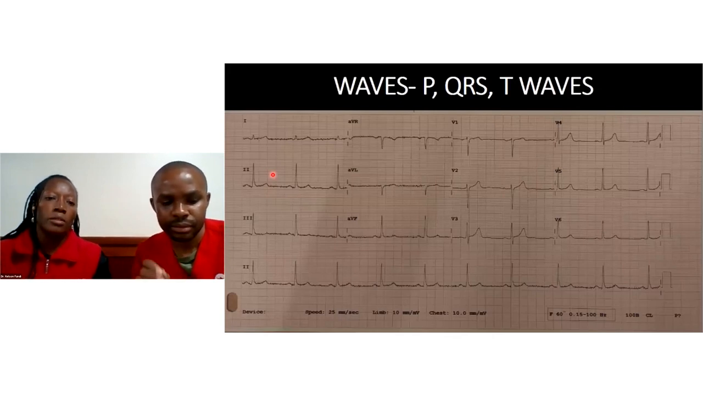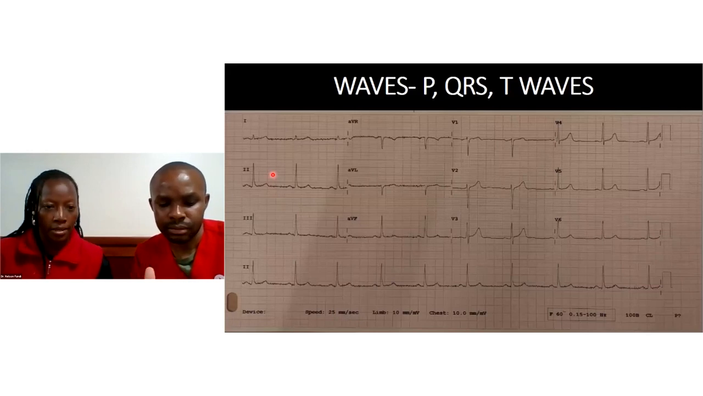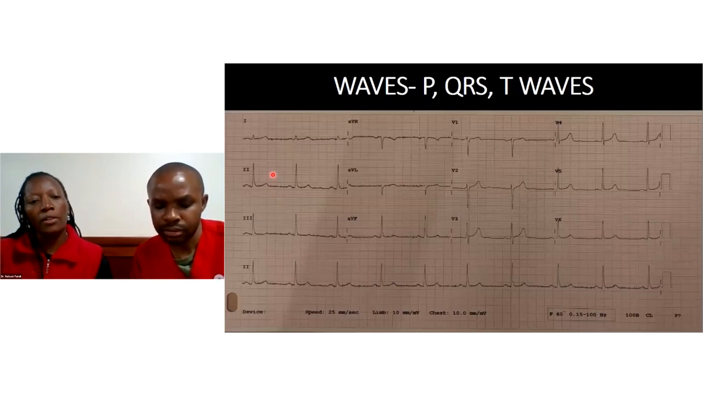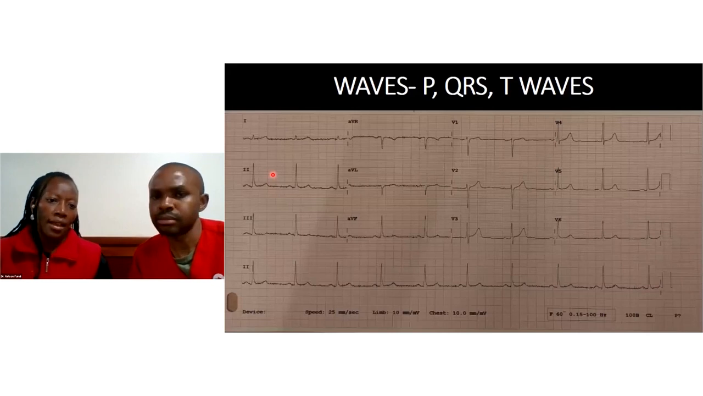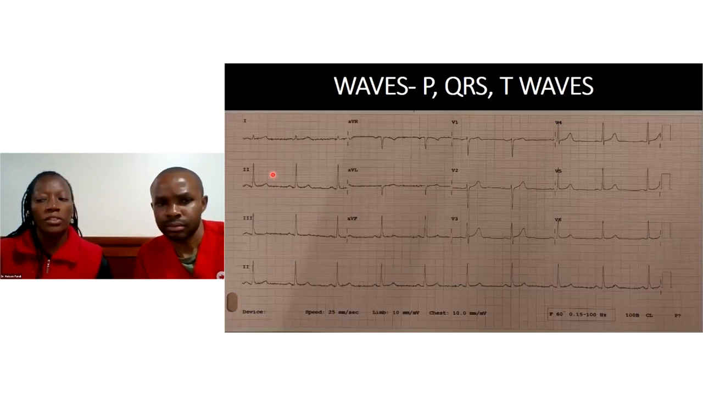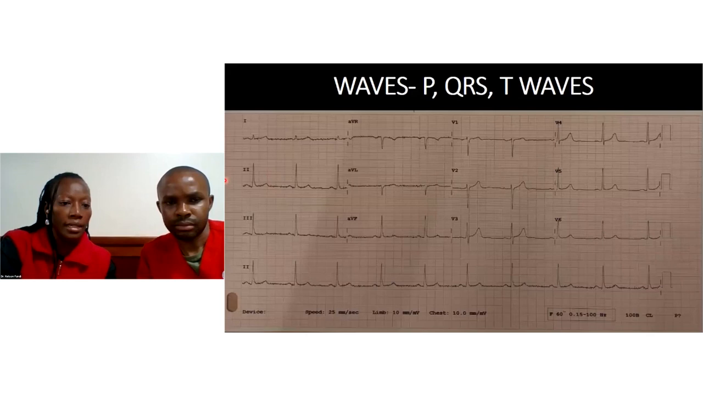Now, having looked at those, so to say, global analysis, then you want to go and look at wave for wave, interval for interval, segment for segment. Okay, so now we have talked about waves. What is a wave? A wave will be a positive or negative deflection from the isoelectric line.